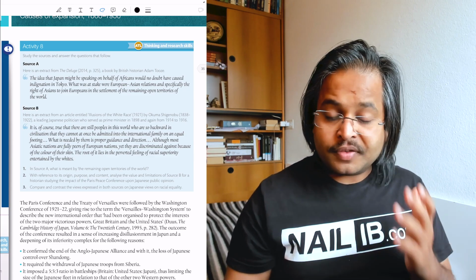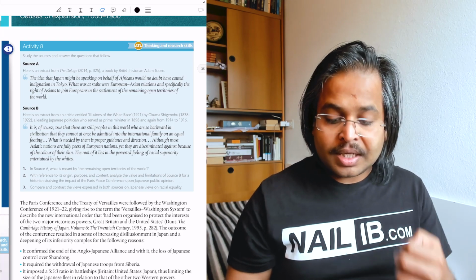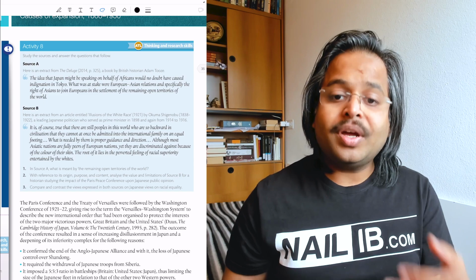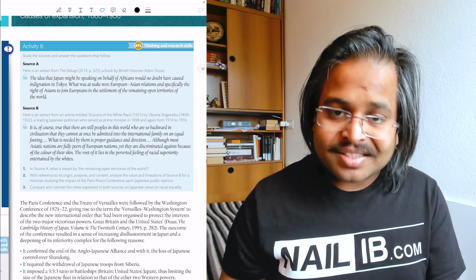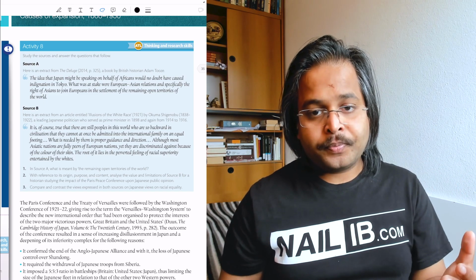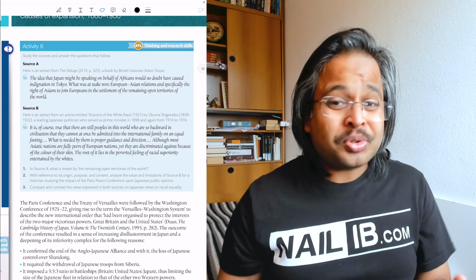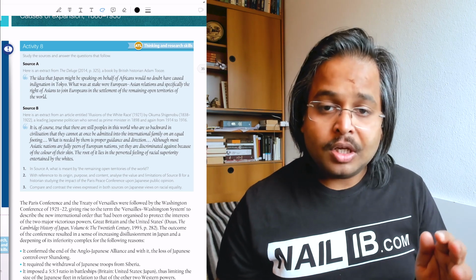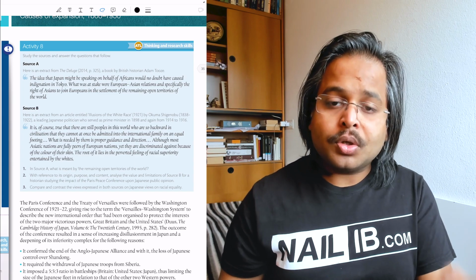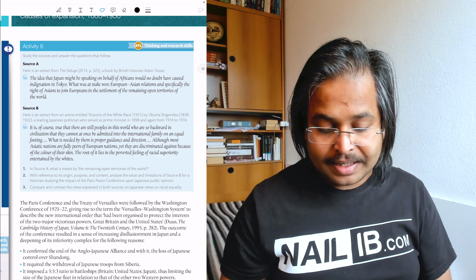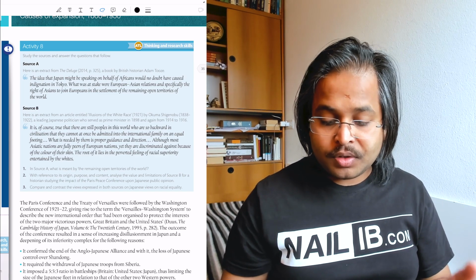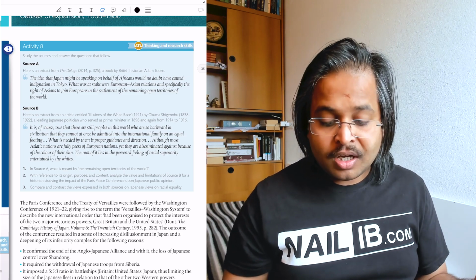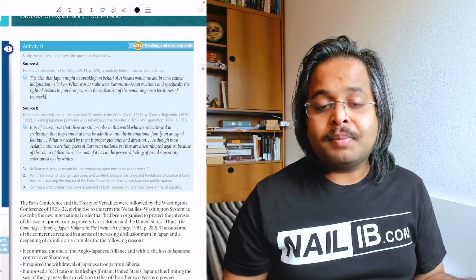And what is the first question that you have in source A? What is meant by a certain phrase? So you are expected to explain with context the content which is given. As has already been mentioned, description of what is given in the source will fetch you absolutely no grades. You must add to this your own knowledge and your own understanding. Similarly, with reference to the origin, purpose and content, analyze the value and limitations of source B for a historian studying the impact of the Paris Peace Conference.